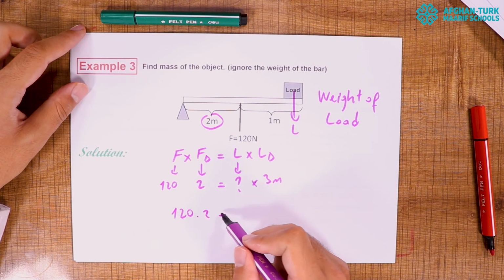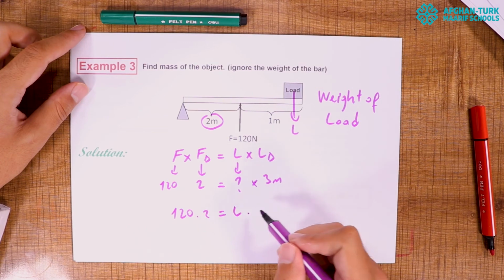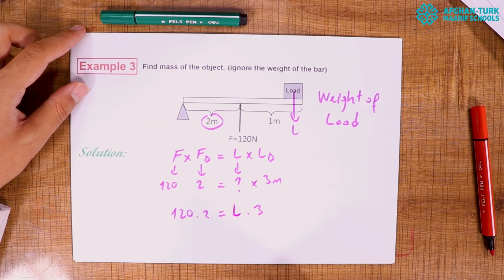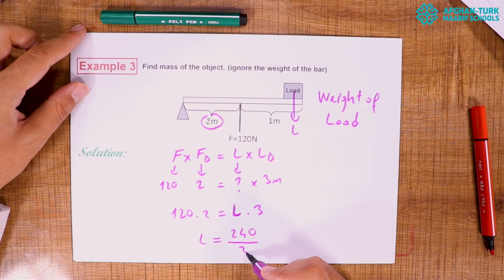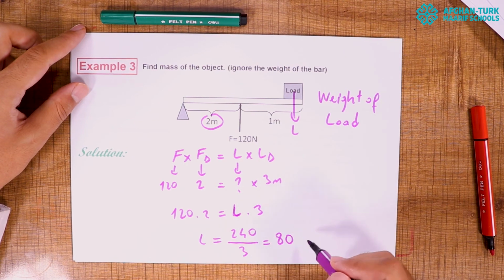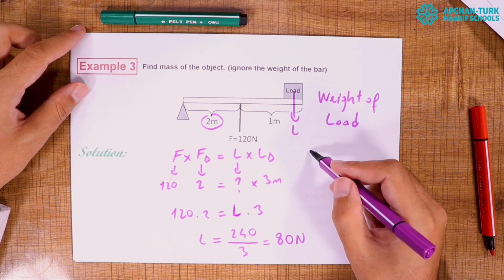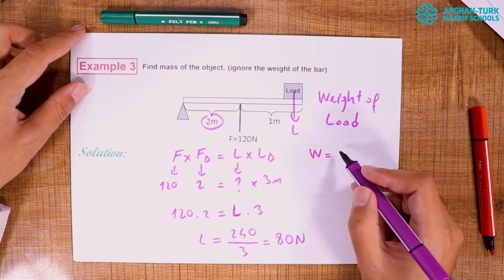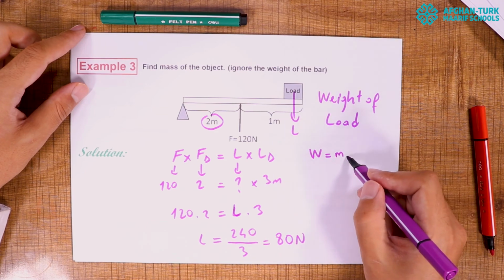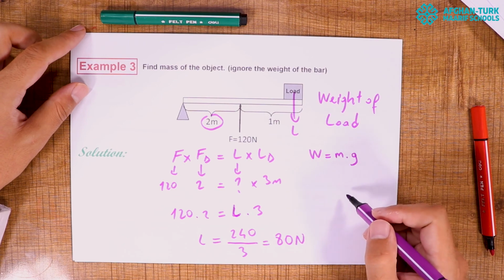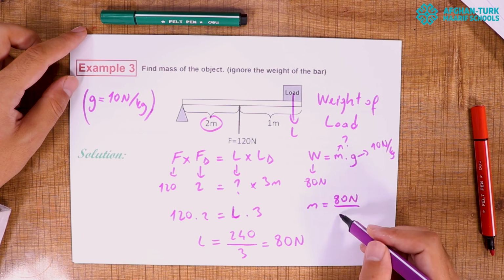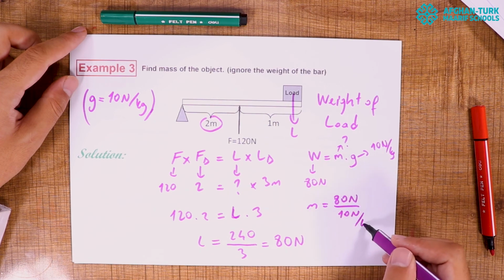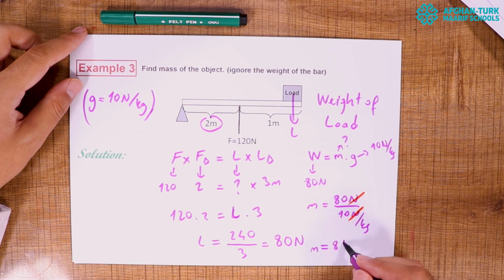120 times 2 is equal to load times 3. And load is equal to 240 divided by 3, and that's equal to 80 Newton. If you remember the formula of weight, weight was equal to mass times gravity. So mass is equal to 80 Newton divided by 10 Newton per kilogram. Mass is equal to 8 kilogram.